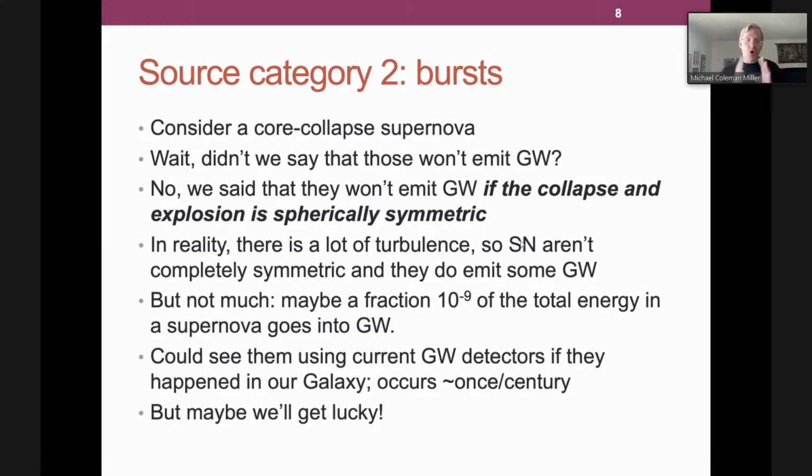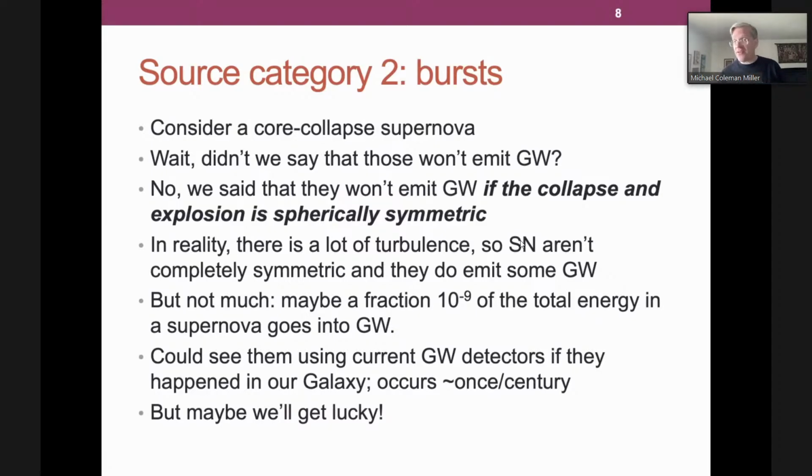If you think about the total energy in a supernova, most comes out as neutrinos, a lot of the rest is kinetic energy, much of the rest in photons, and only maybe one billionth of the energy comes out in gravitational waves. It's not easy to see exactly in simulations because they're very difficult simulations. So this means that you're not going to be able to see them very far away.